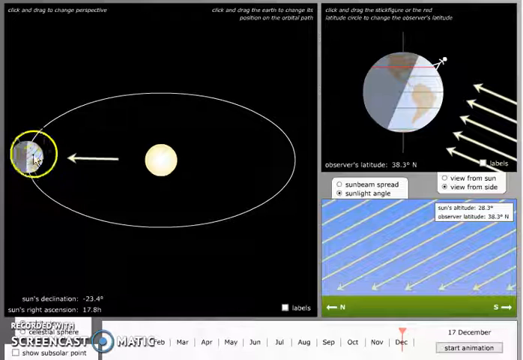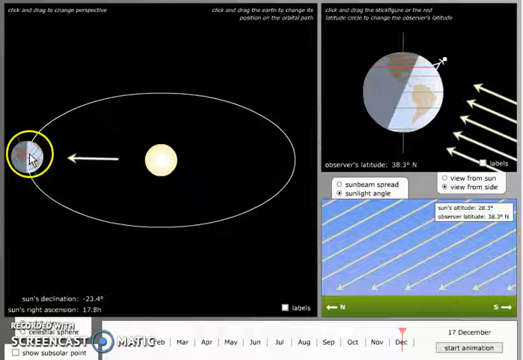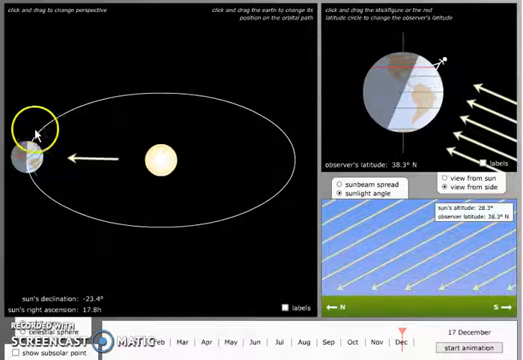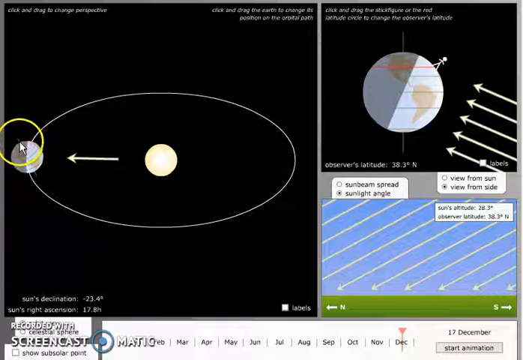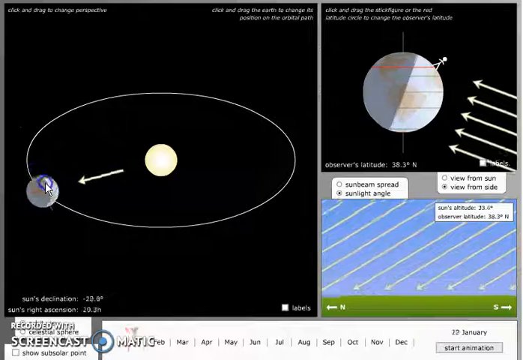Both the tilt of the axes and the Earth's orbit around the Sun is why we experience seasons, the change in seasons, and also why we experience the change in daylight hours. During the winter solstice, because our observer is not receiving direct sunlight because the northern axis is tilted away from the Sun, we experience cooler temperatures.